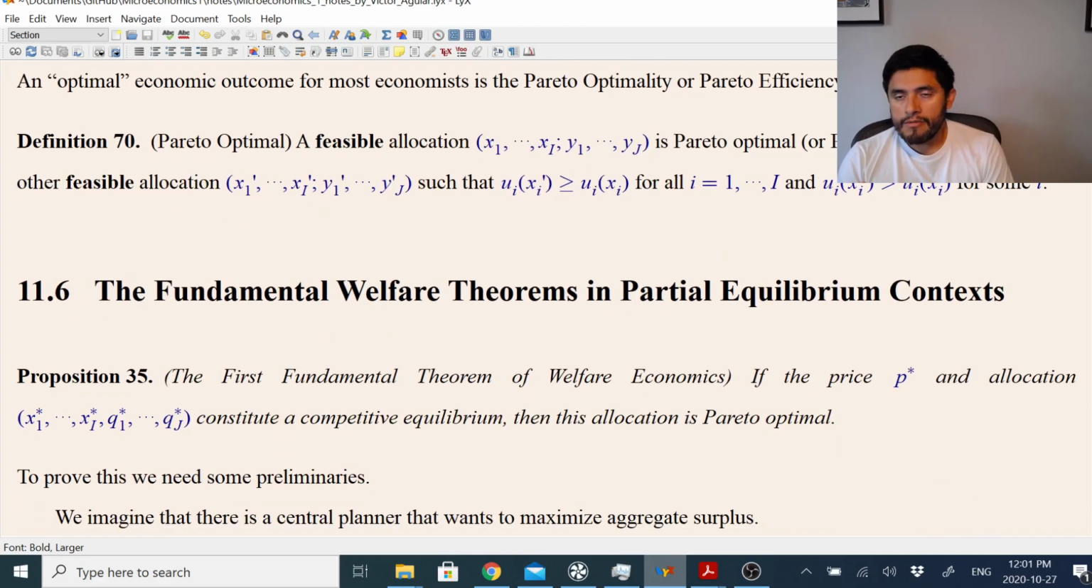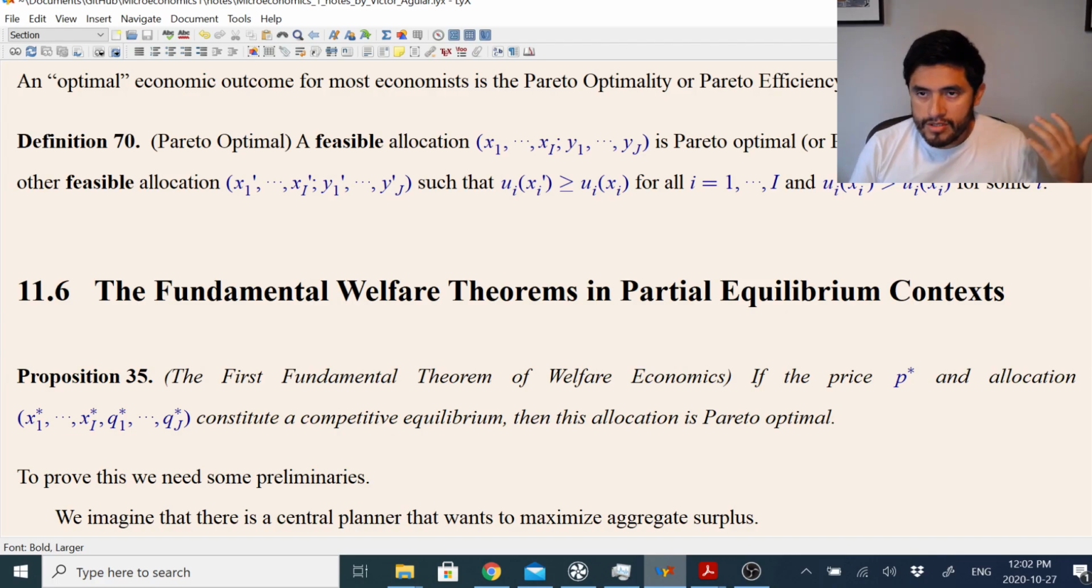So now, here comes one of the main results of econ, right? Which is the fundamental welfare theorem. The first fundamental theorem of welfare economics basically tells you that in this partial equilibrium situation, if the price P star and the allocation X, Q constitute a competitive equilibrium, then this allocation is Pareto optimal.